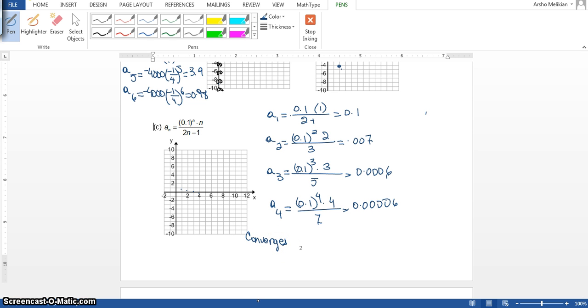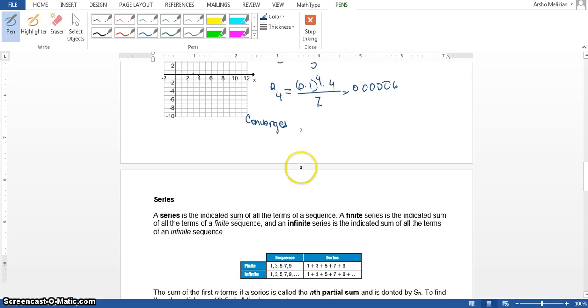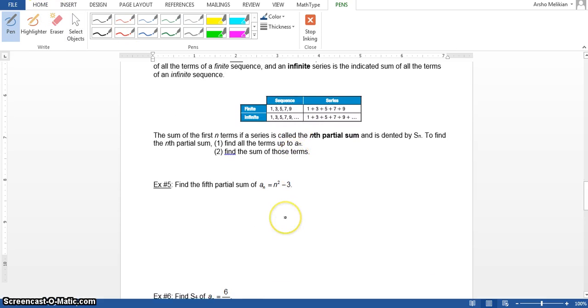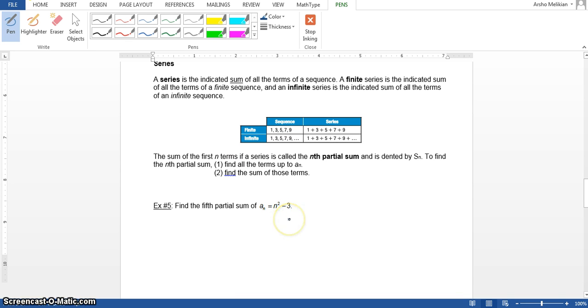So far we talked about what a sequence is. A sequence is simply a list of numbers. Now, if you take the list of numbers and proceed to add all of those numbers, then what you have is a series. A series is the indicated sum of all the terms in a sequence. And just like we talked about before, a finite series is the sum of a finite sequence, and an infinite series is the sum of an infinite sequence.